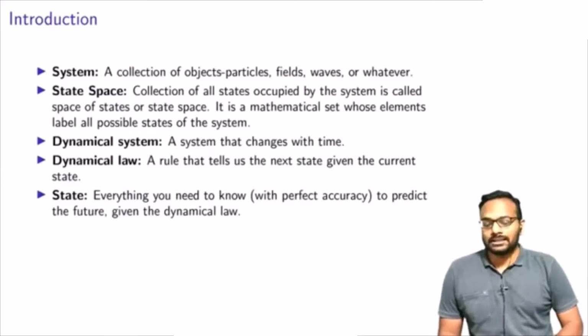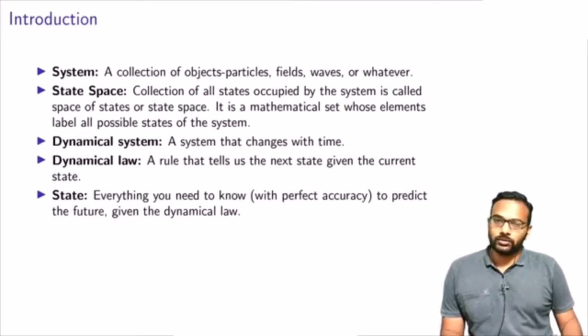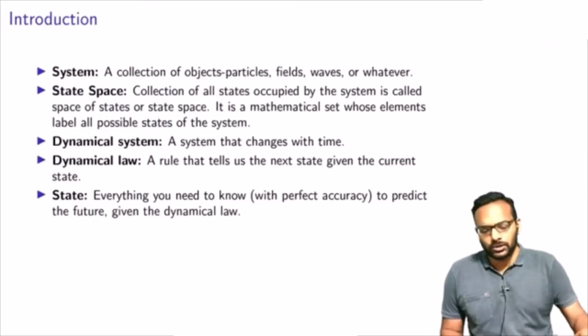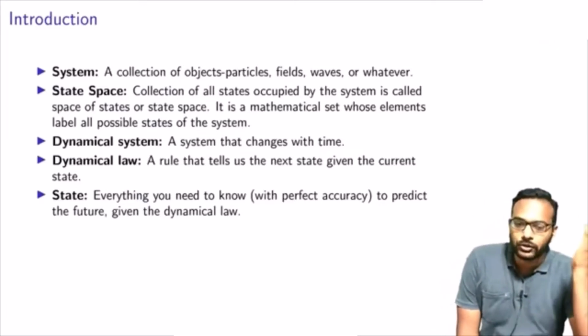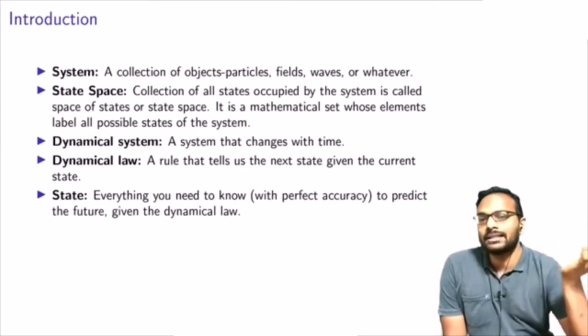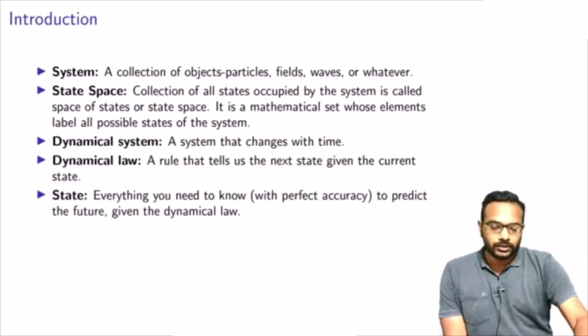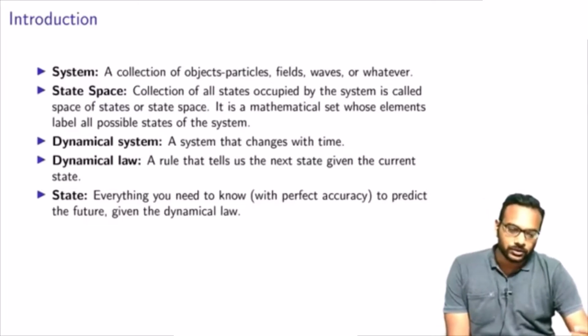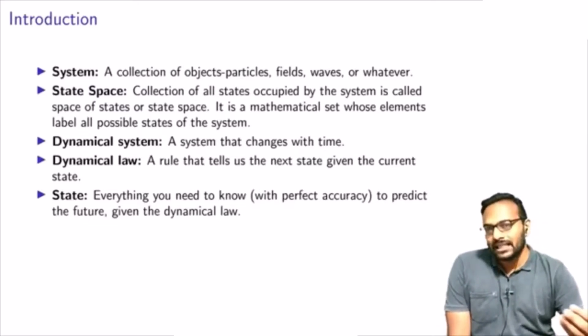And finally, we'll discuss what we mean by state, right? So state, generally what we mean is everything that you need to know with perfect accuracy to predict the future given the dynamical law. Right? Suppose you know the dynamical law to be Newton's equation. What information do you need in order to predict the future of the system or find the state of the system at any other time? Right? This is known as the state of the system.